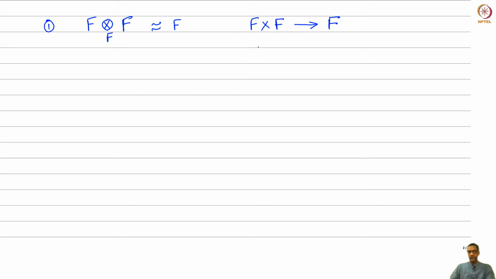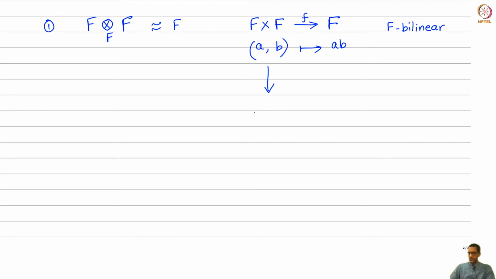The correct way to start is to first construct a bilinear map from F cross F to F. And this is easy. If you take a pair of elements a and b in F, I can just define their product ab in F. And observe the product map is of course bilinear. It's clearly F bilinear, easy to see because of the distributivity property in the field.